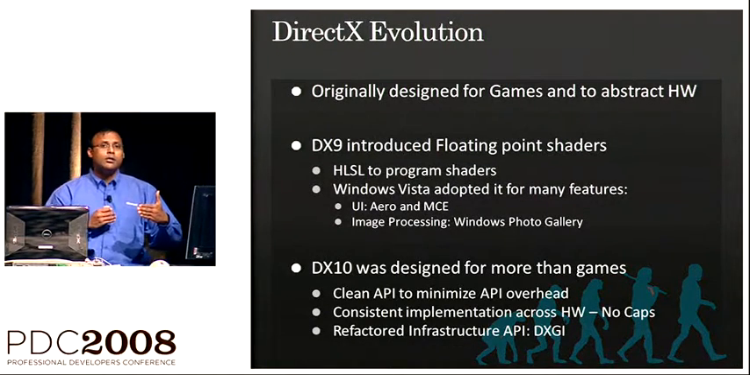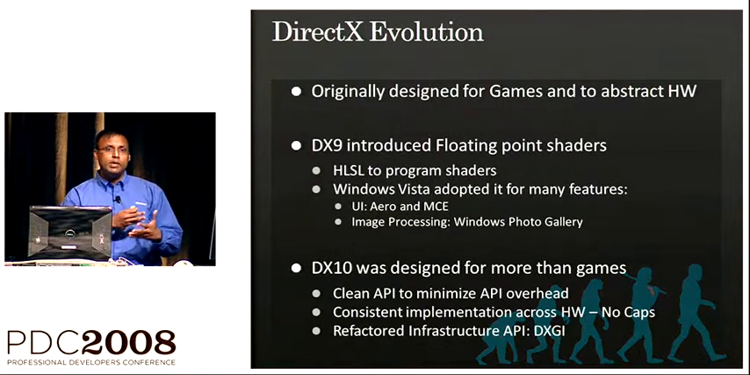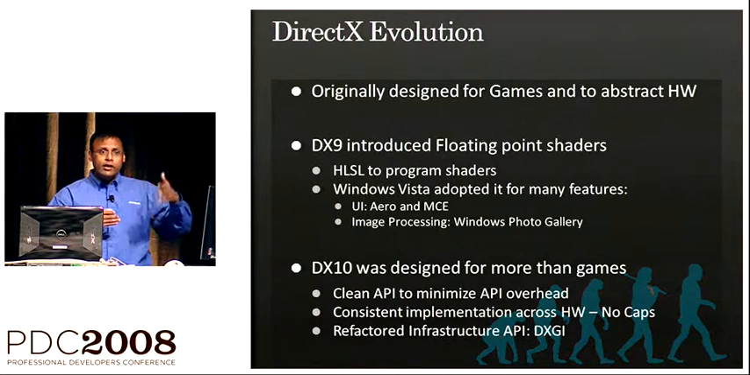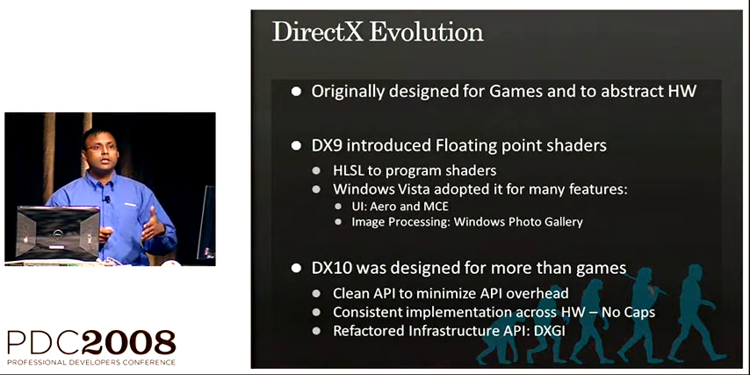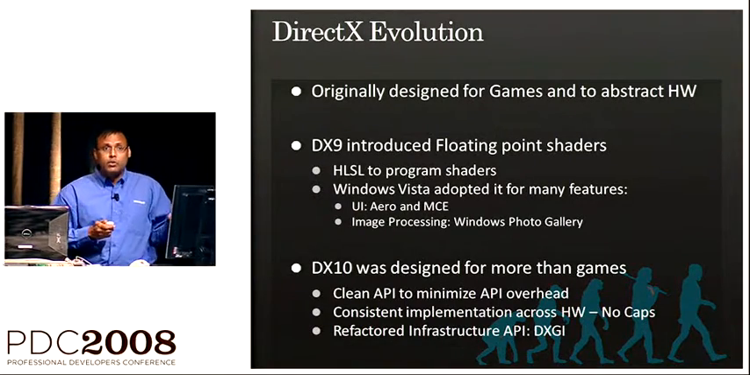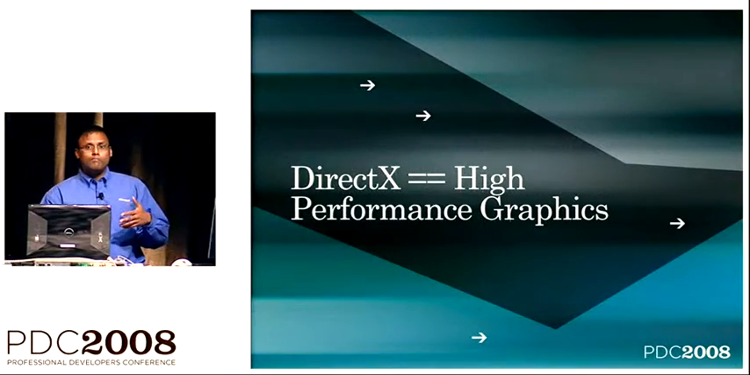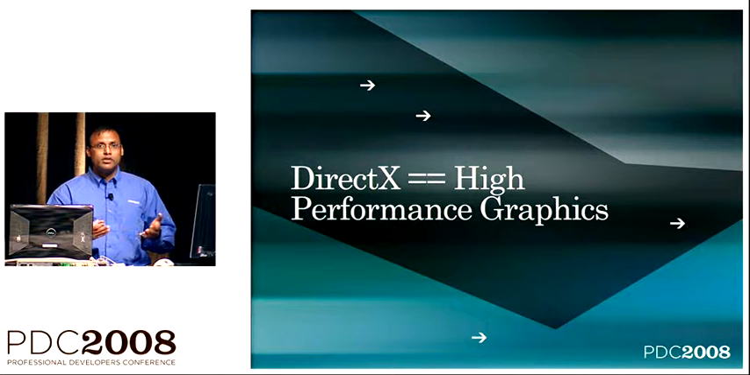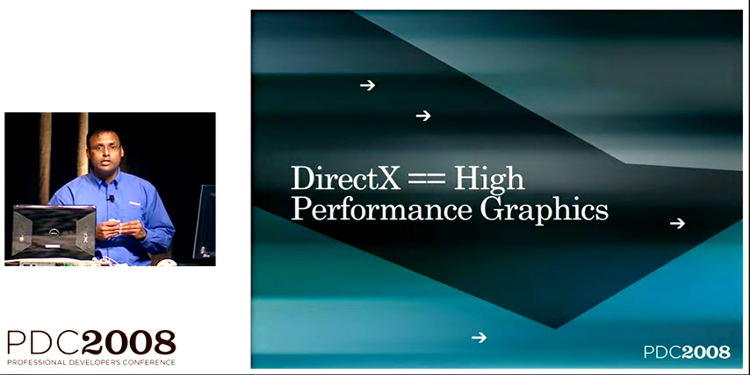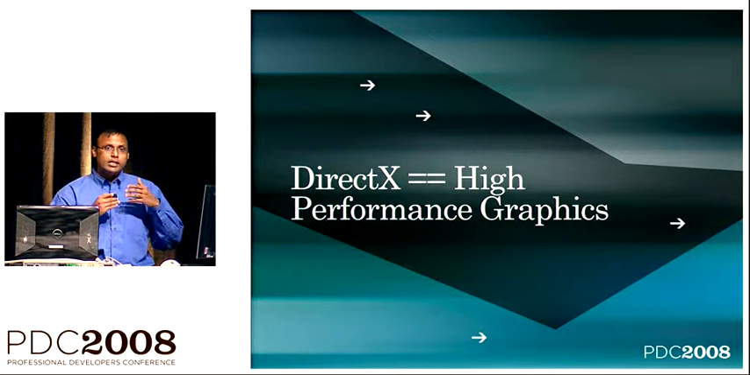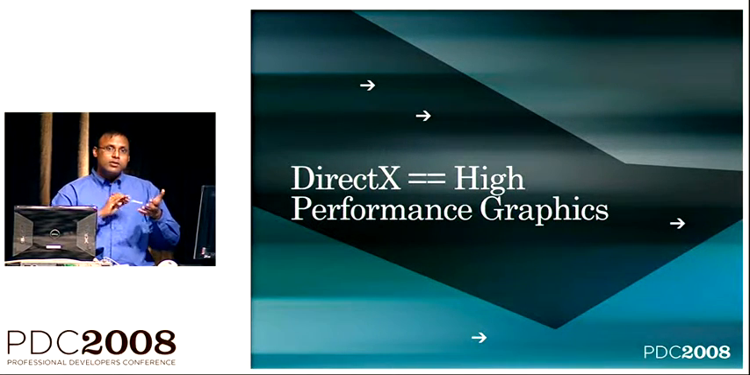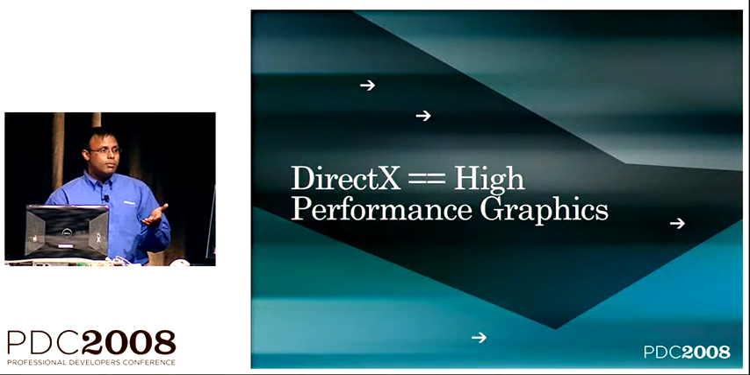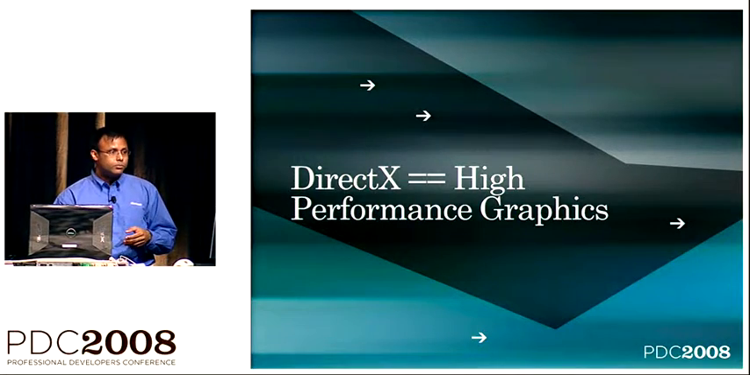And we also refactored the infrastructure piece, which was built into D3D9, into a separate API called DXGI. And we did that because the rendering technology typically evolves much faster than the OS integration code, which is found in DXGI. So over time, what happened is DirectX became synonymous with hardware acceleration or graphics. So if you buy a PC today, or if you buy a graphics card, they explain on the side of the box the power, the graphics capabilities in terms of DirectX levels. So today, DirectX has come to stand for high-performance graphics.